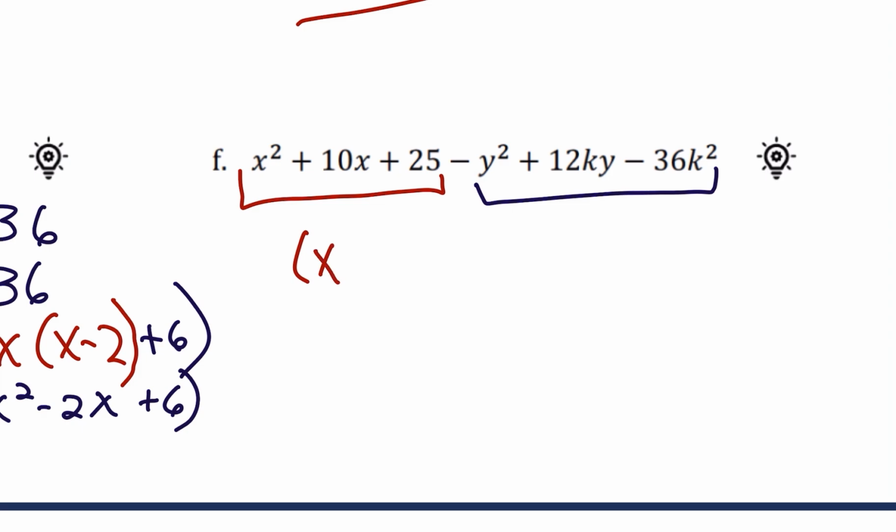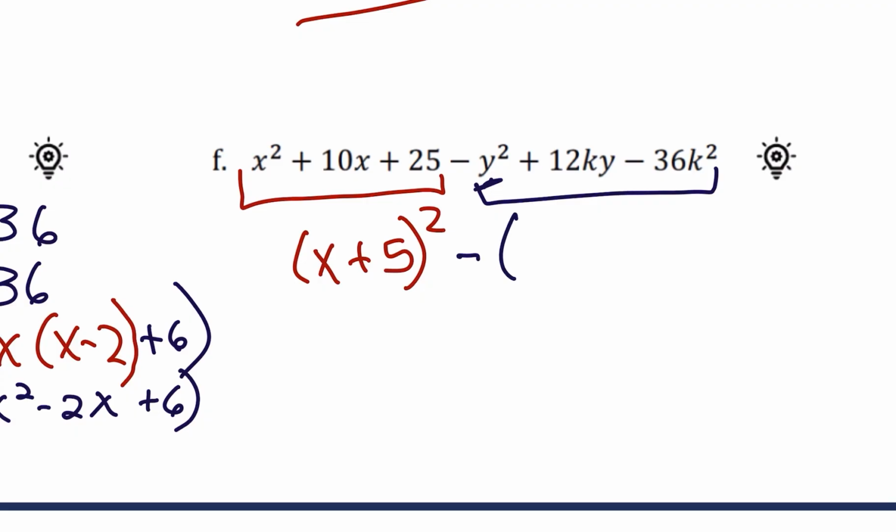Okay, the first three, not so bad. It's a perfect square trinomial. It factors as x plus 5, the quantity squared. Okay, now let's go to the blue. Before I try and factor that, I find it really hard to kind of picture what the signs are going to be unless we write it this way.